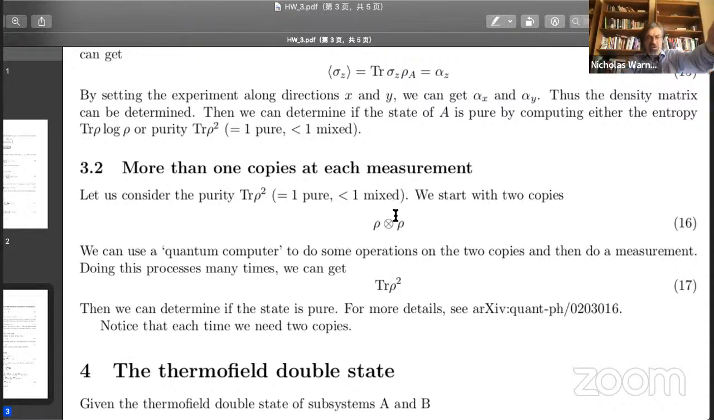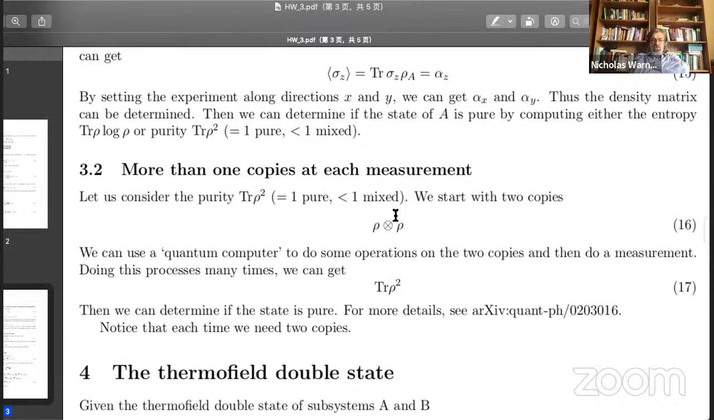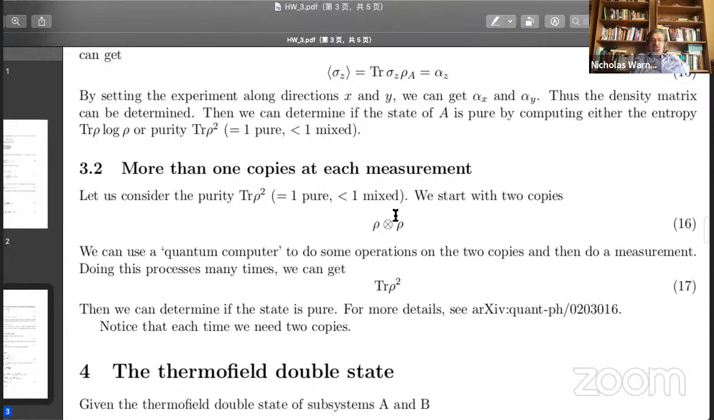So I'm not sure I understood the relevance of this. I understand that you want to calculate trace rho squared. So what is this business about doing operations on 2 copies? Do you do operations on both copies, or 1 copy? I'm not sure I understood the relevance of this.